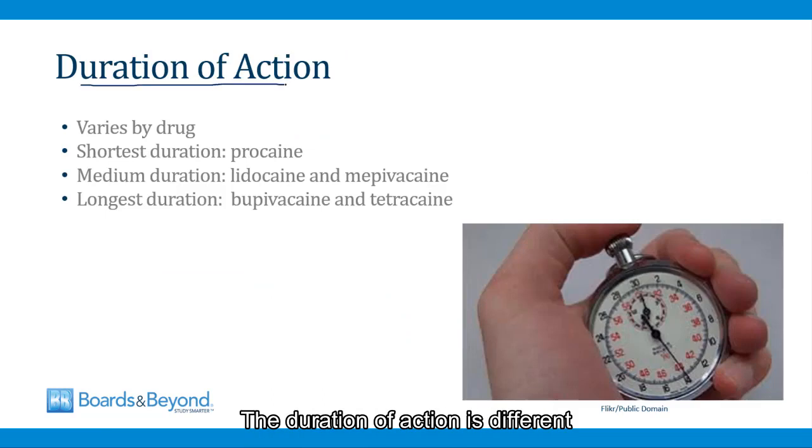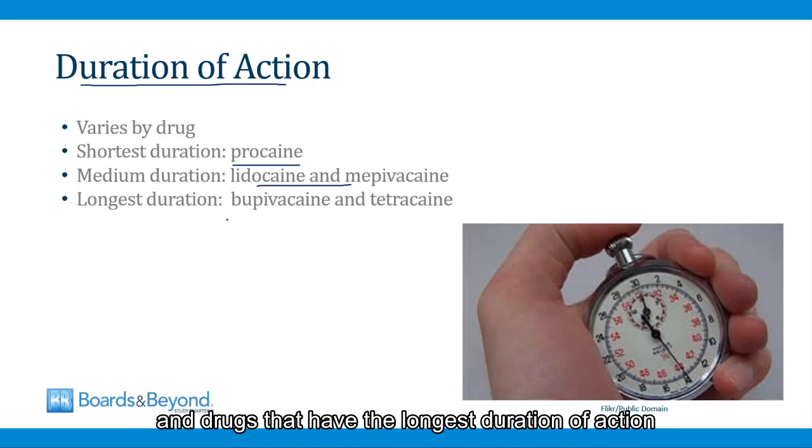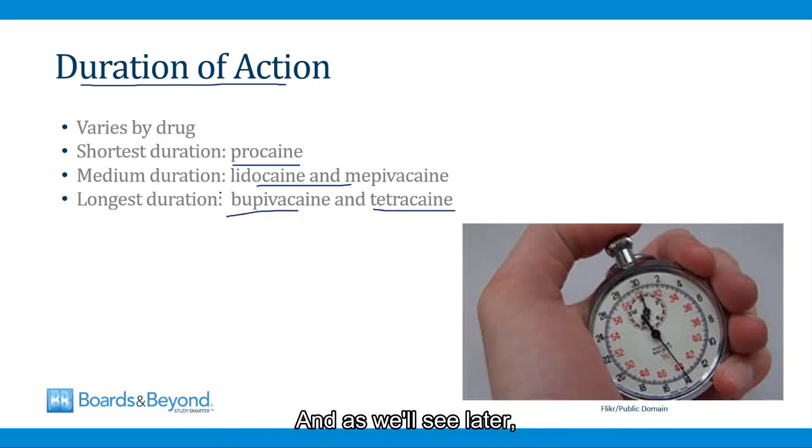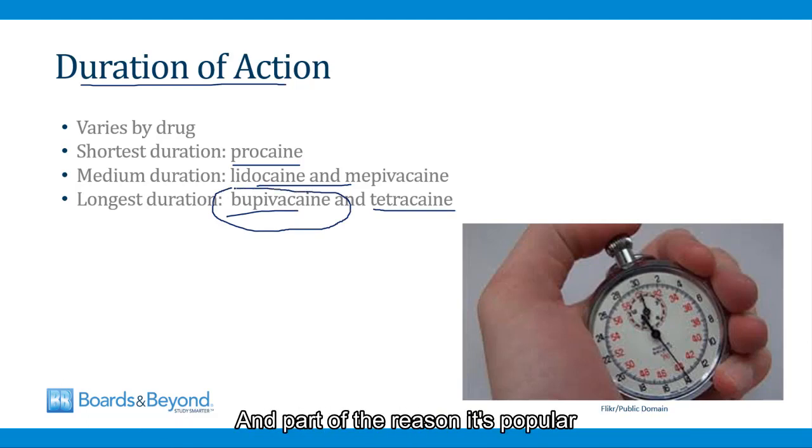The duration of action is different for the different local anesthetics. The drug with the shortest duration of action is procaine. Lidocaine and bupivacaine have a medium duration, and drugs that have the longest duration of action are bupivacaine and tetracaine. And as we'll see later, bupivacaine is very popular for many forms of anesthesia, including spinal anesthesia, and part of the reason it's popular is because it has a longer duration of action and won't quickly wear off.